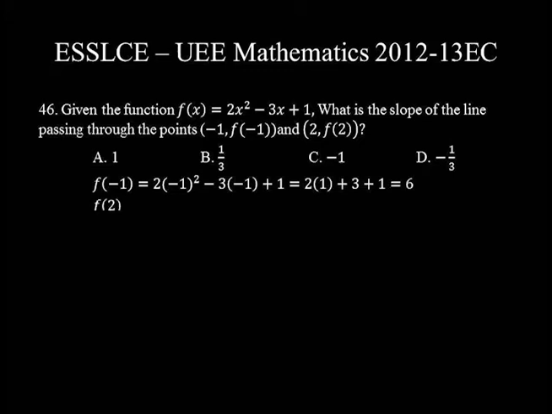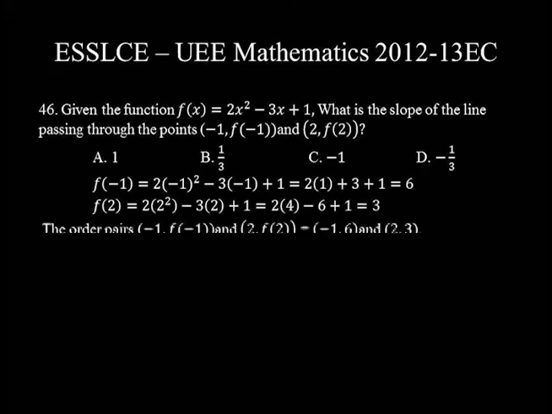f of 2 is equal to 2 times 2 squared minus 3 times 2 plus 1. 2 times 2 squared is 2 times 4, which is 8. 3 times 2 is 6. 8 minus 6 is 2. 2 plus 1 is equal to 3. The ordered pairs (-1, f of -1) and (2, f of 2) are equal to (-1, 6) and (2, 3).